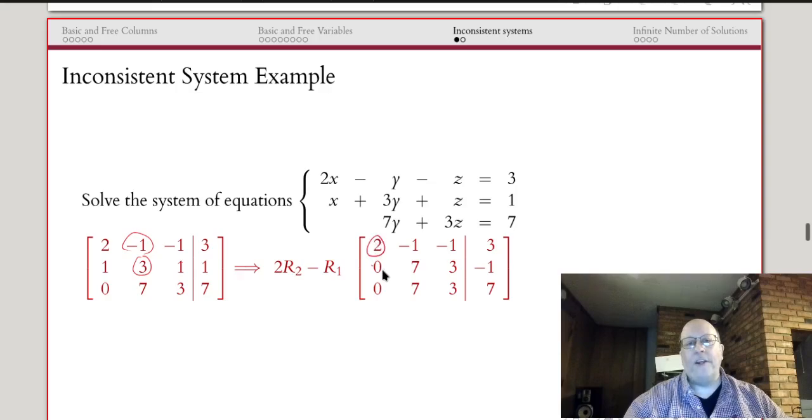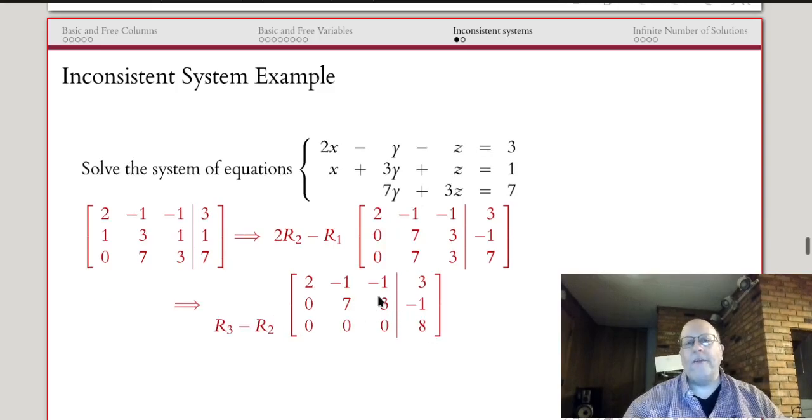So now this entry is the leading entry. But I have 2 leading entries in this column, so I have to move this 7 out of the way. So I'm going to take row 3, subtract row 2 from this. And when we do that, we get 0 here, because 7 minus 7 is 0. We also get 7 here. 3 minus 3 is 0. And then we have an 8 here. 7 minus negative 1 is 8. And now we are in echelon form because our leading entries move left to right.